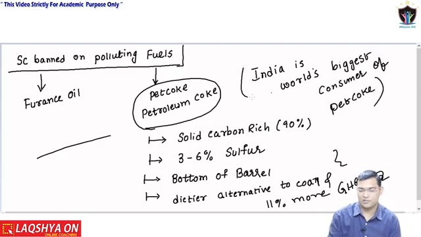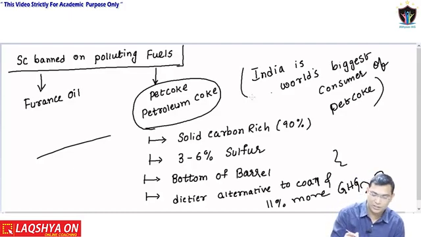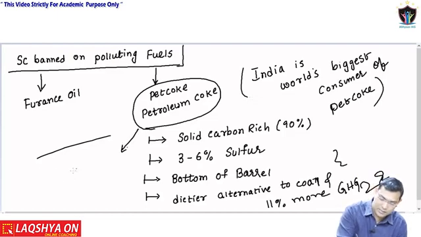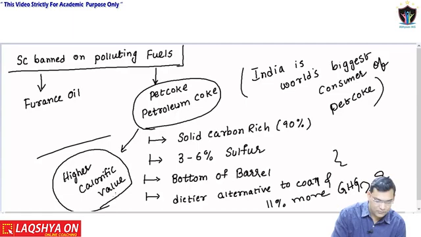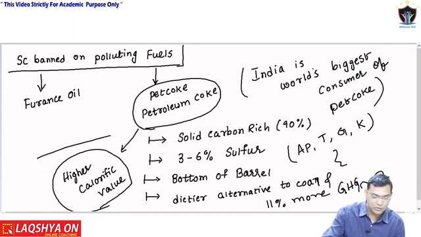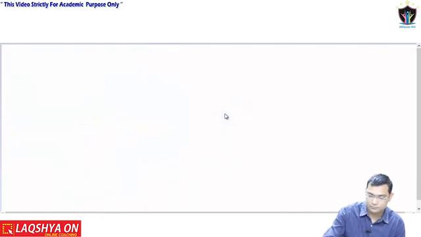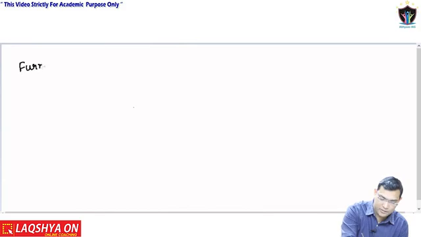India is the biggest consumer of this Petcoke, and this Petcoke has a higher calorific value than coal, and also it is approved in states like AP, Telangana, Gujarat and Karnataka. So one more thing, on this Petcoke generally, I will tell you about furnace oil and then I will come back.